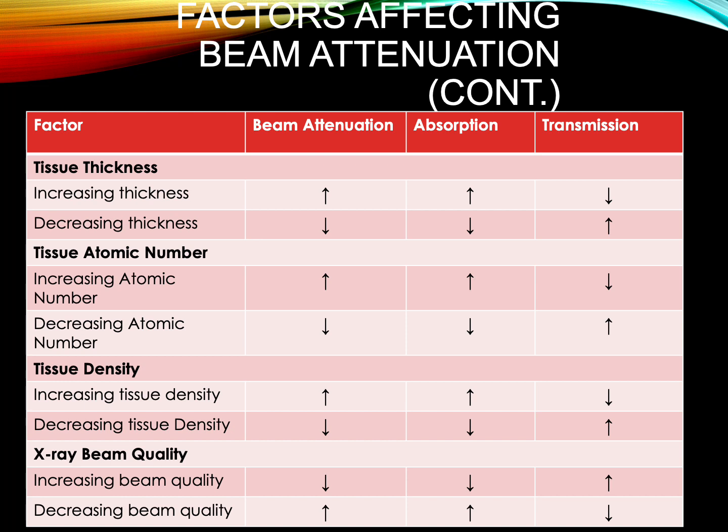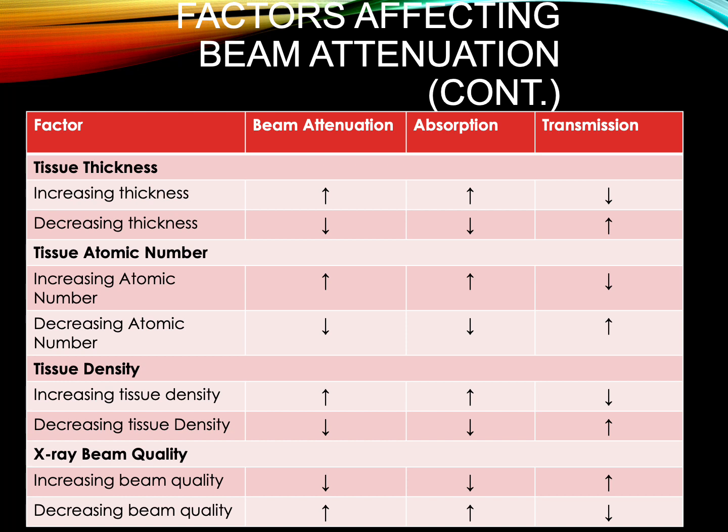If we have decreasing thickness, then that means there is decreased beam attenuation, decreased absorption. So of course, this will allow the X-ray photons to go straight through the patient and interact with the image receptor. So you have an increased transmission.